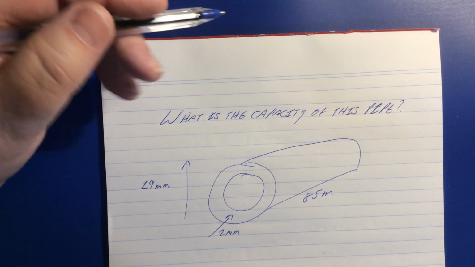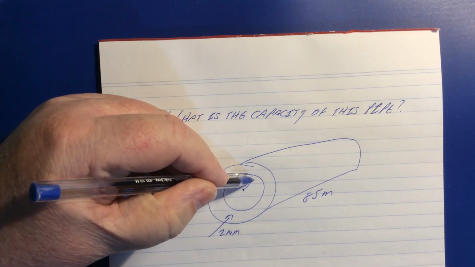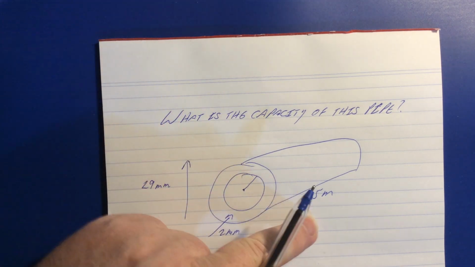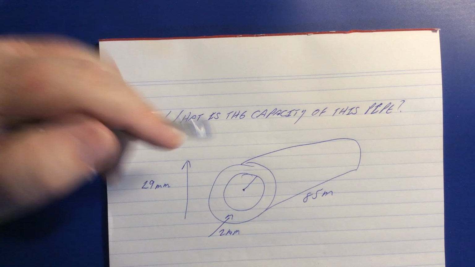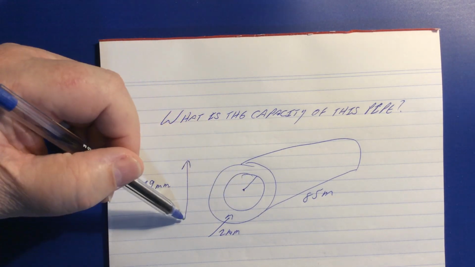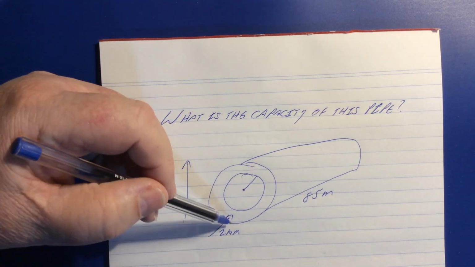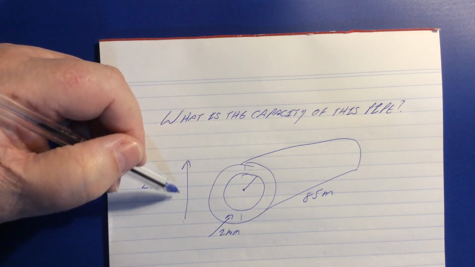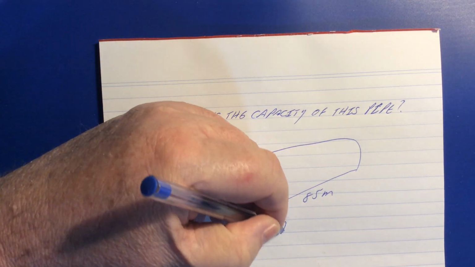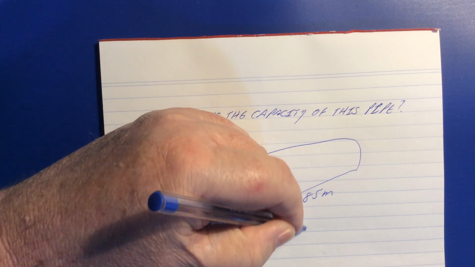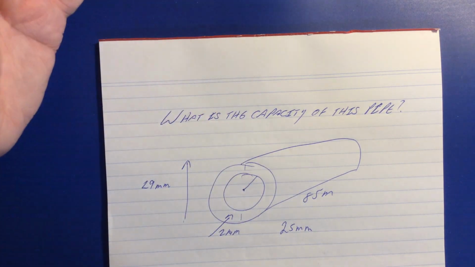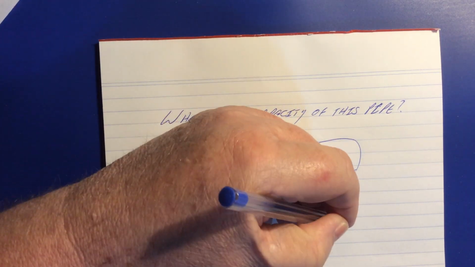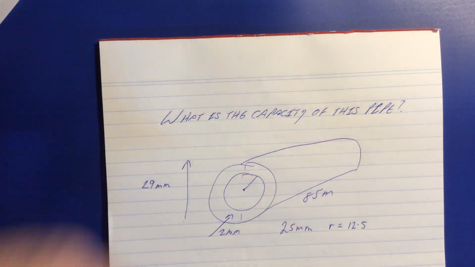So, how do we calculate it? Well, we need the radius of this to find the area here, and once we have the area here, we multiply it by the length. So, what is the radius? Well, this is 29, so if we take 2 off here and 2 off here, we get 25 millimeters, and the radius is half of that. The diameter is 25, so the radius is equal to 12.5.